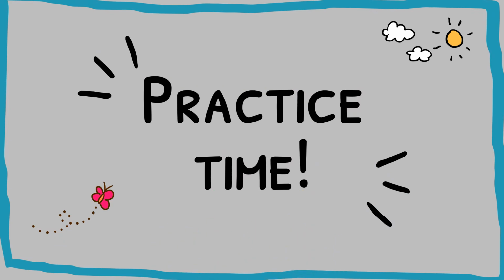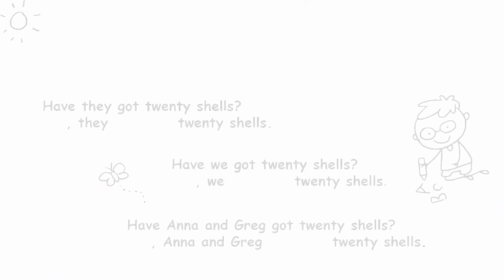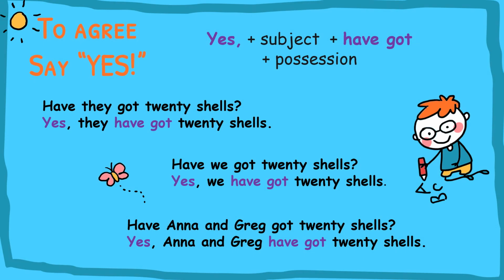It's practice time, kids. Let's get into it. Now let's practice to agree. Remember, to agree is to say yes. And to say yes, the rule to apply is bring in the word yes first, then the subject, continue with the verb have got, and finally the possession in question. Remember, when we say yes, we must use the verb have got.